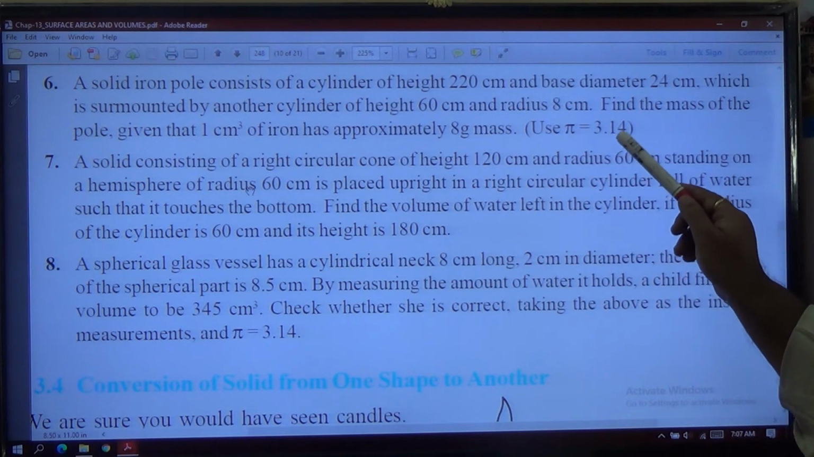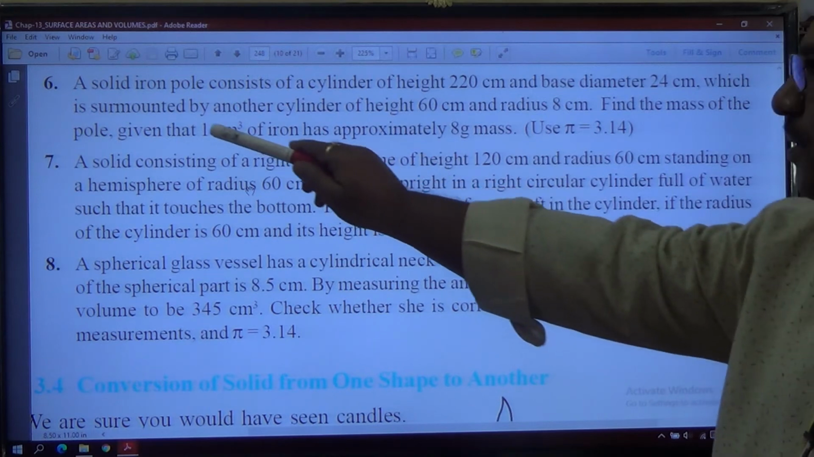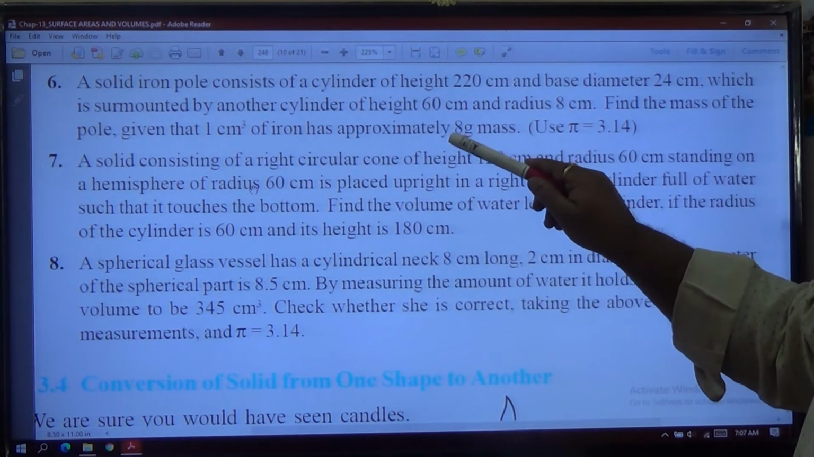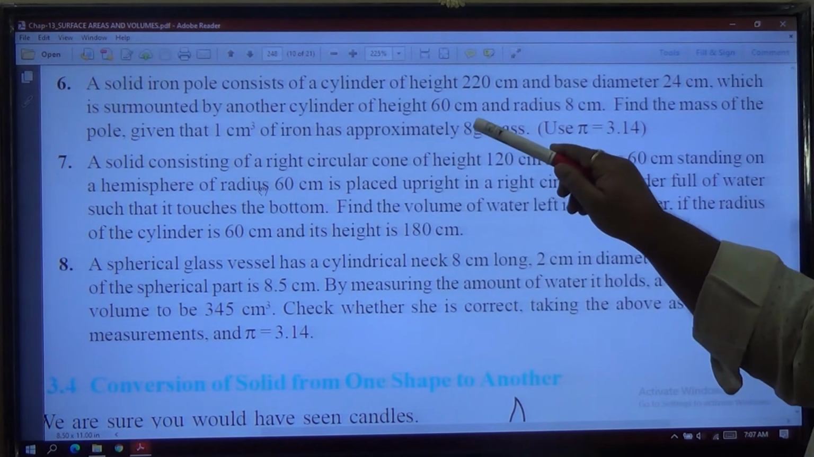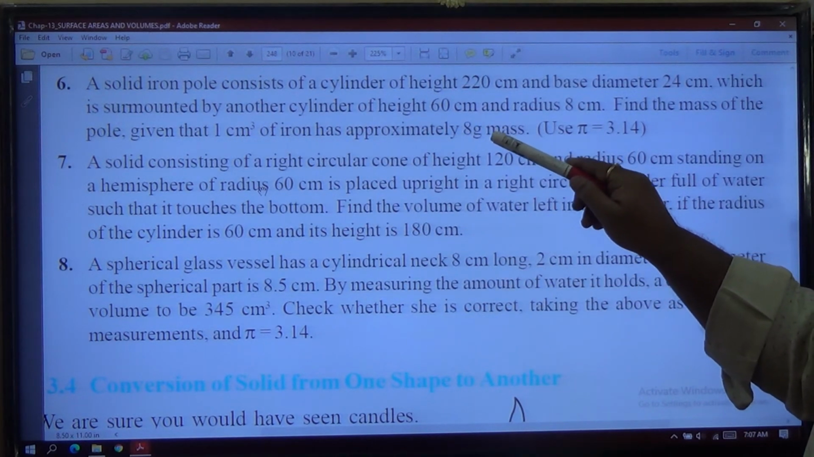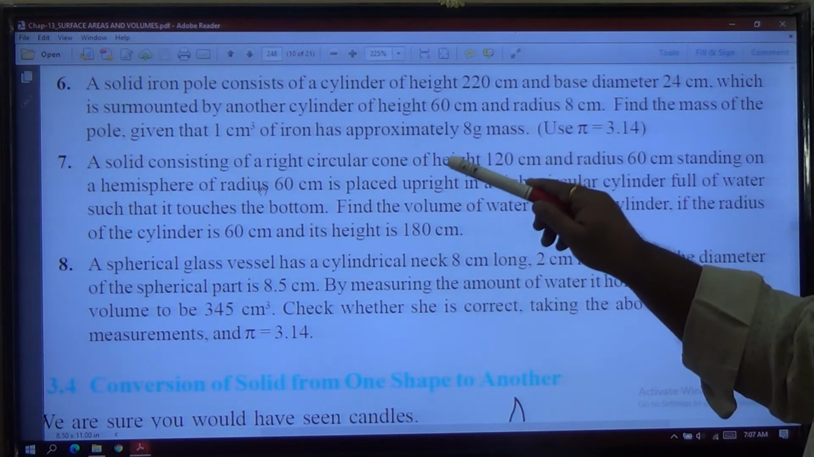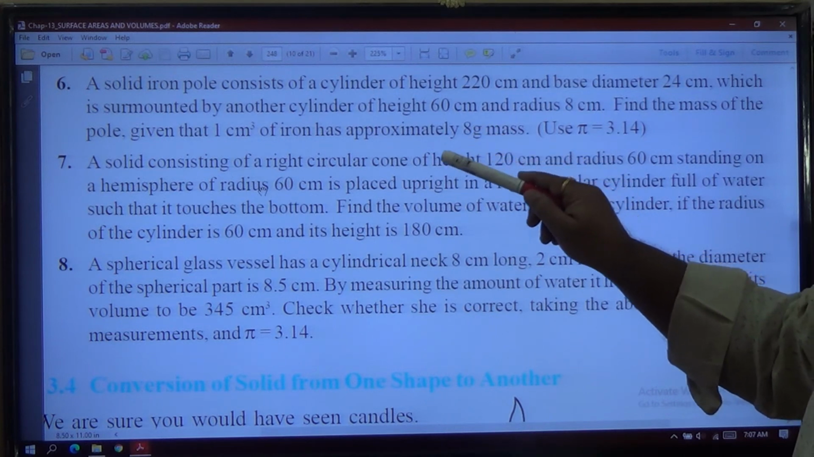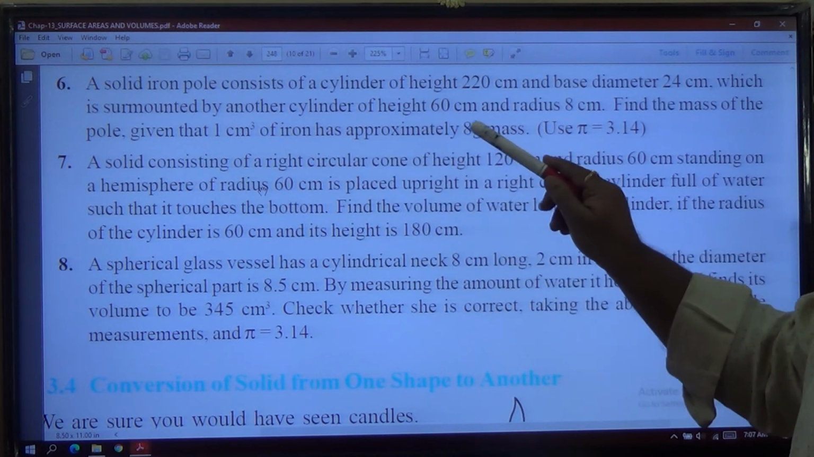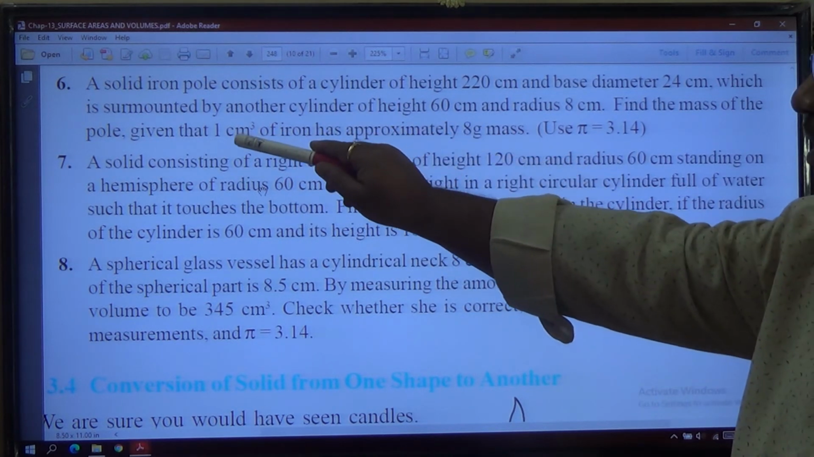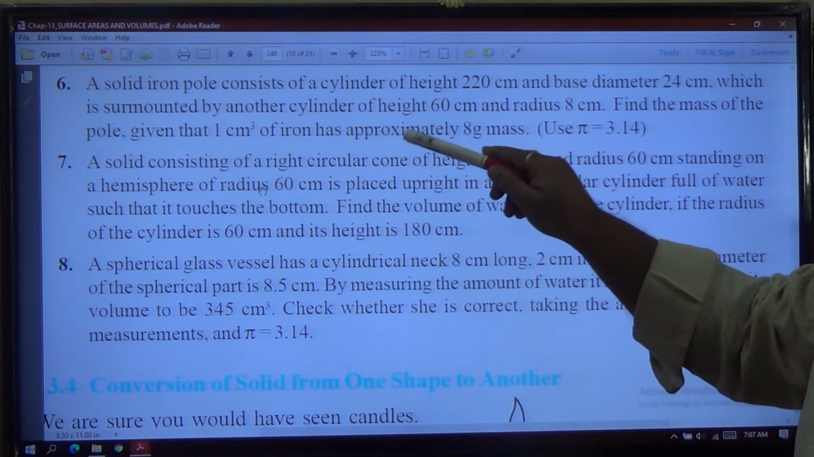Use pi equals 3.14. Important, this information is to be noted, and this information also is important. That is, 1 cubic centimeter of iron has approximately 8 gram mass. The meaning, the density is given. What is the density? Mass divided by volume. So density of the iron is, mass is 8 grams divided by 1 cubic centimeter volume, which gives you 8 grams per cubic centimeter. So you know the density over here.